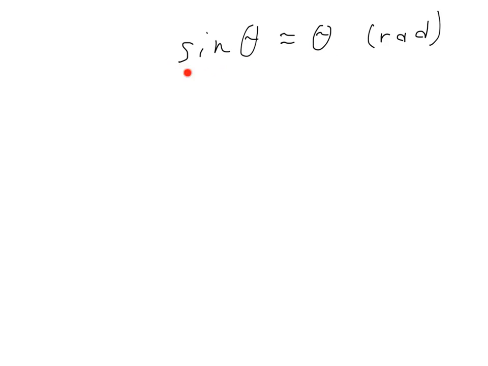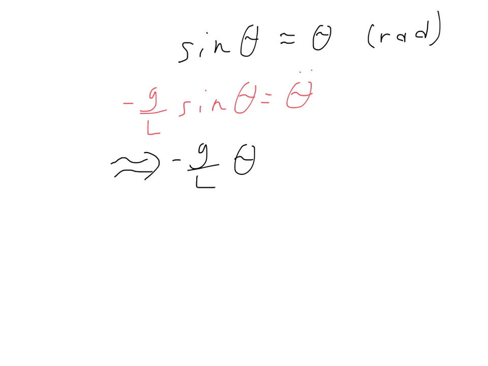this approximation. And if we do that from our previous equation, that we said that negative g over L sine theta is equal to theta double dot, we can now approximate that to give us negative g over L theta is equal to theta double dot. And now you can see that this is the exact same form of what we did when we did the simple harmonic oscillator.